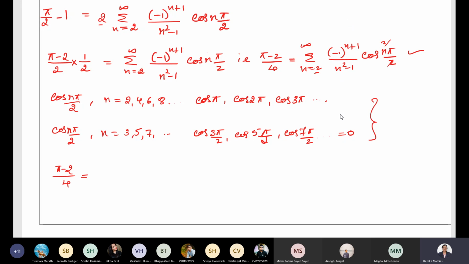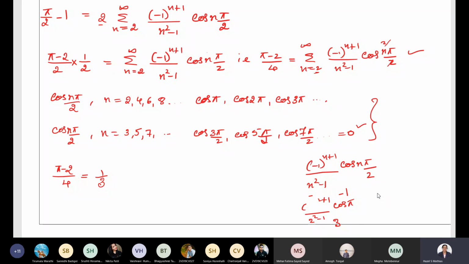Just substitute n equal to 2 over here, because for all the odd numbers it is going to be 0. Put only the even numbers in minus 1 power n plus 1 divided by n square minus 1, cos n pi by 2. When you put 2, what happens? Minus 1 power 2 plus 1 divided by 2 square minus 1, cos pi, because the 2 cancels. Cos pi is minus 1. Minus 1 power 2 plus 1 is also minus 1. 2 square minus 1 is 3. So minus 1 into minus 1 divided by 3 is 1 by 3.